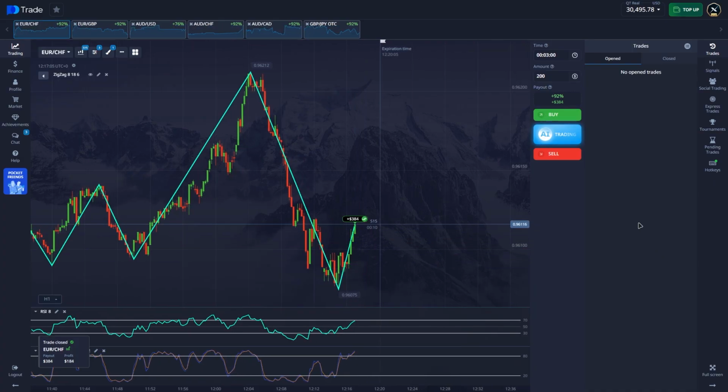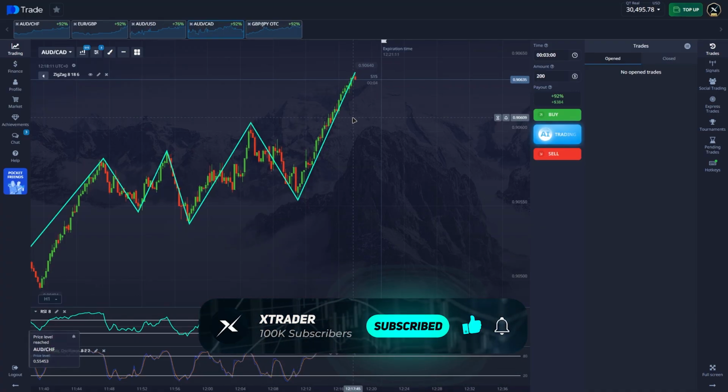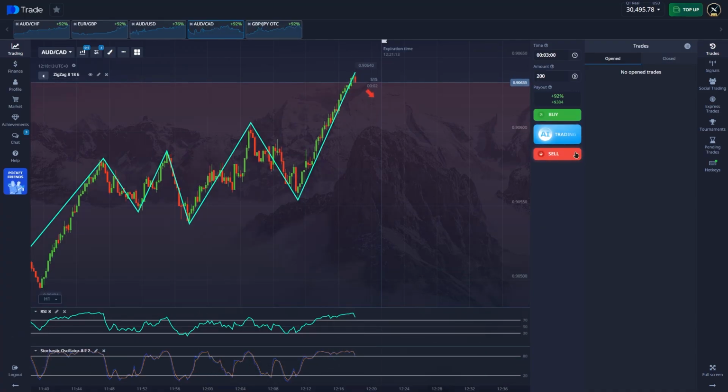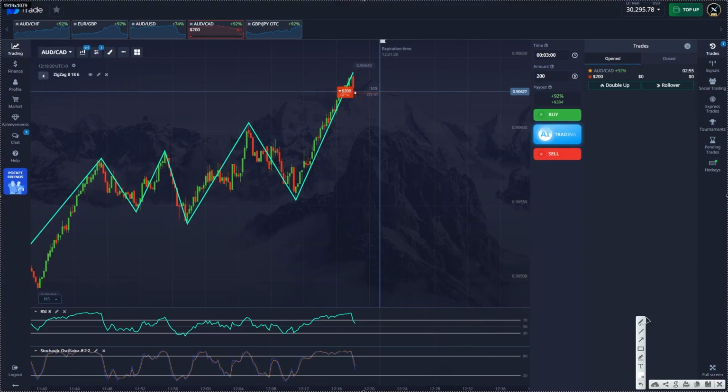The forecast is correct and we made money. Let's move on. Right now on the trading pair Australian Canadian dollar, let's take a closer look at the chart. What do you see? I see a completely opposite situation. And here I open a sell option. This is due to the fact that there has been a long-term growth for about 7-8 minutes. This is our first potential sell signal.